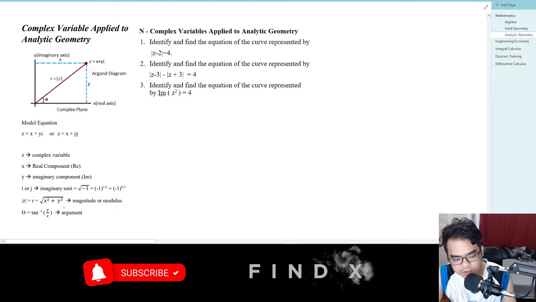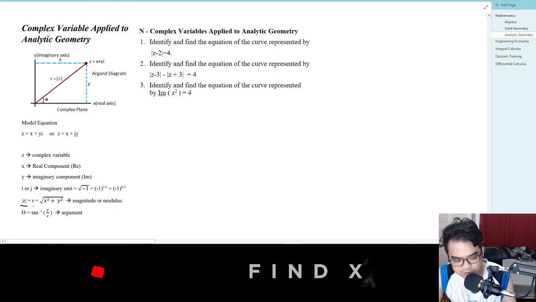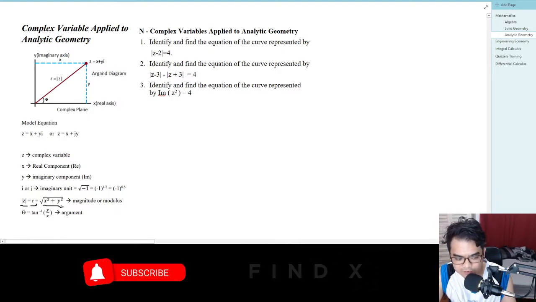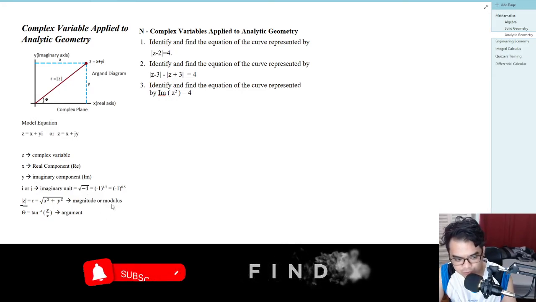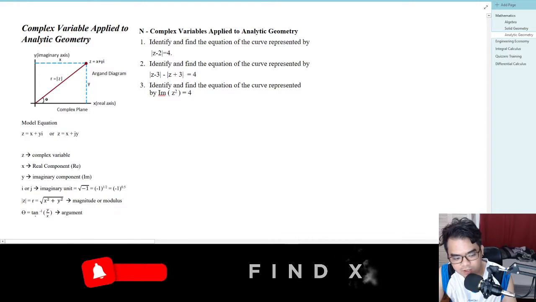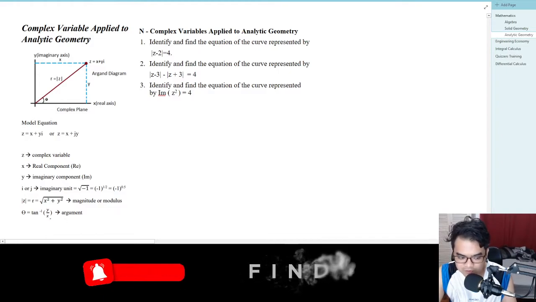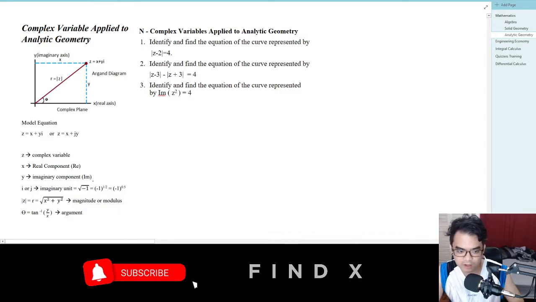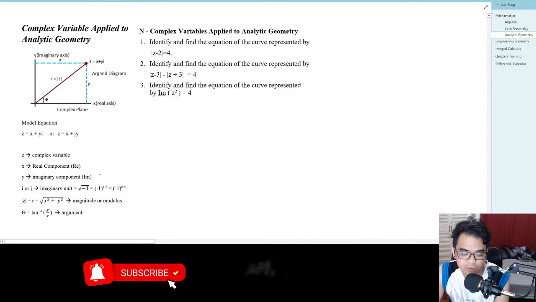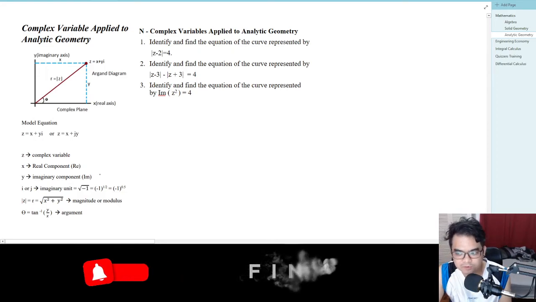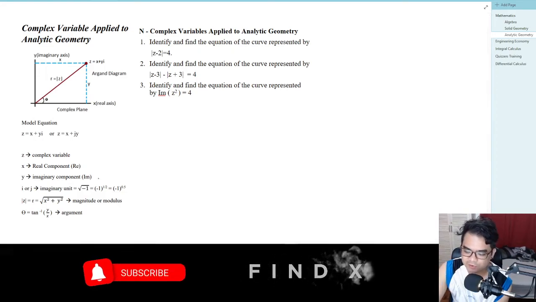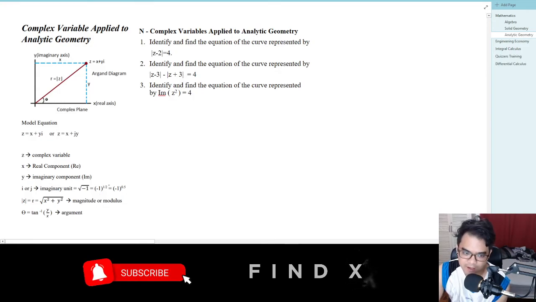Okay? So for the magnitude, your |z| is just equal to r, or the square root of x squared plus y squared, to get the magnitude or the modulus. Next, theta is equal to the arctan of y over x. This is also called the argument. So if you ever encounter a problem that asks you to find the argument, that simply means the problem is requiring you to find the angle.